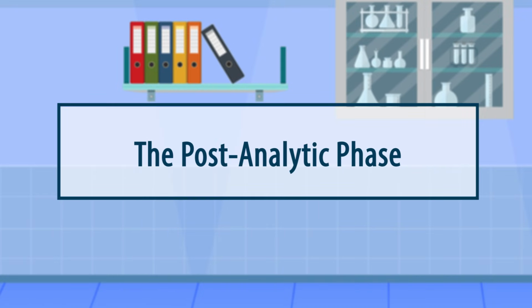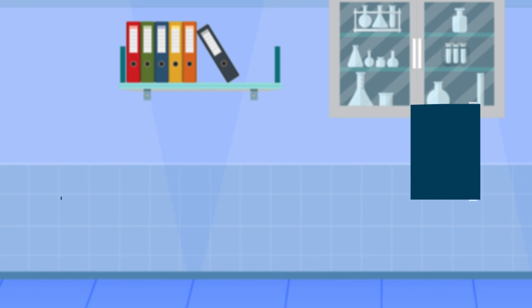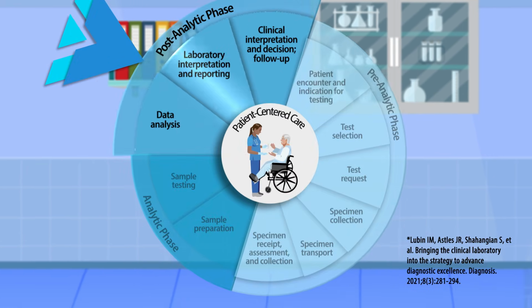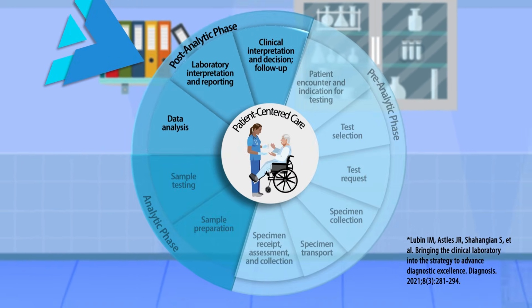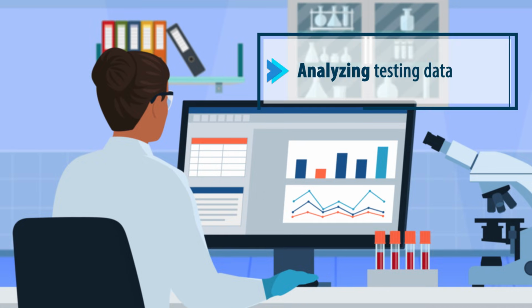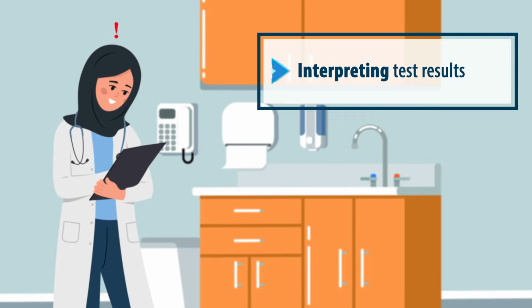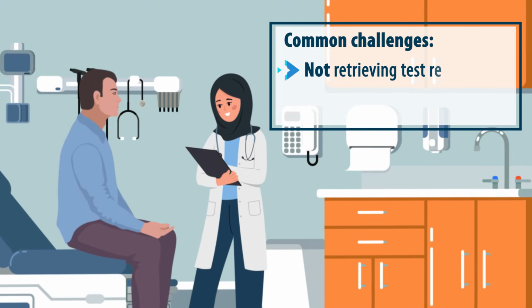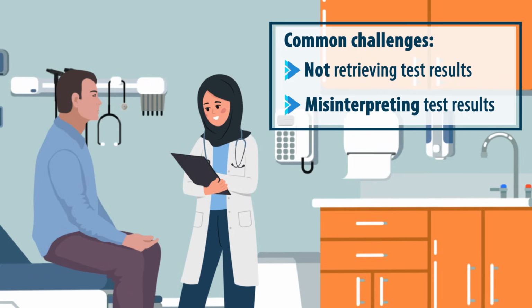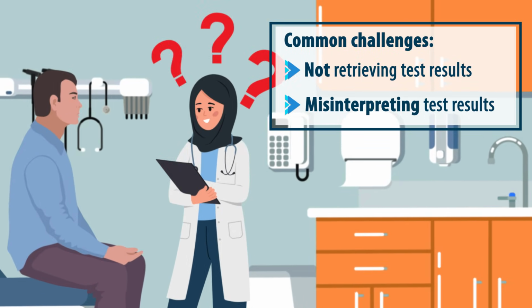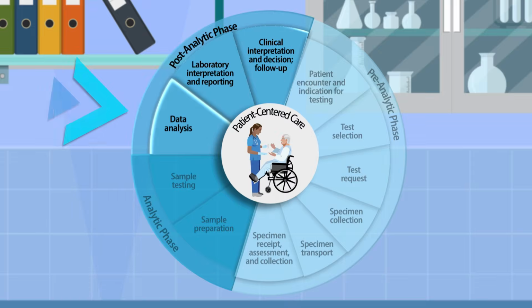The post-analytic phase is the final phase of the total testing process. Studies suggest this phase may have the second highest possibility for errors. Activities include analyzing testing data, reporting test results, and interpreting test results. The post-analytic phase begins in the laboratory setting and ends in the patient care setting. The ordering physician not retrieving test results and misinterpreting test results are common challenges during this phase.